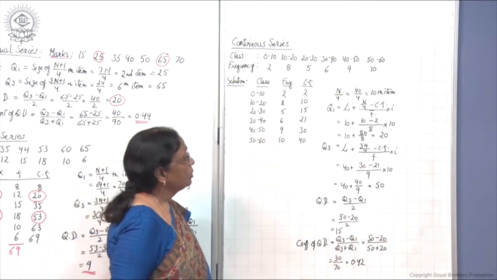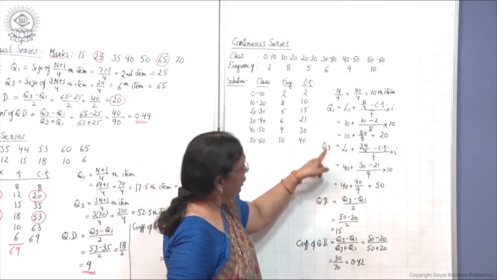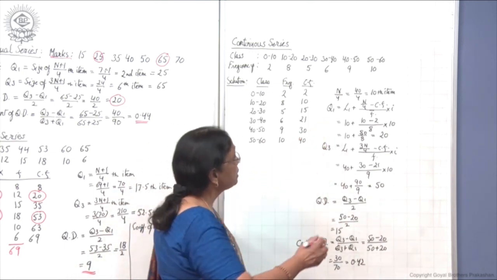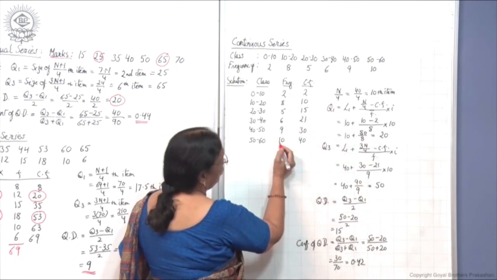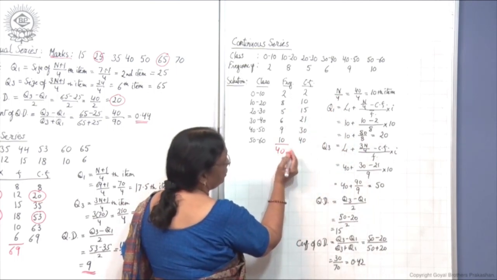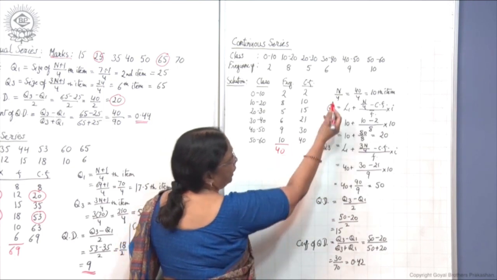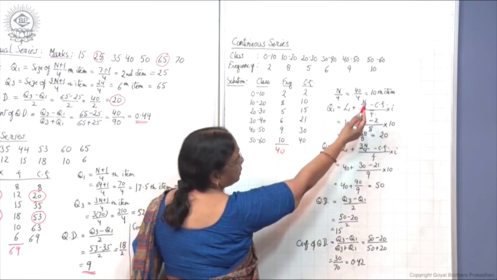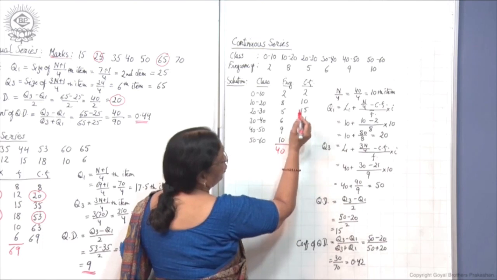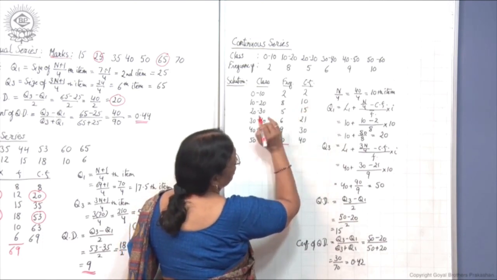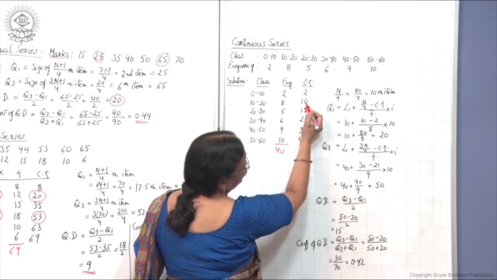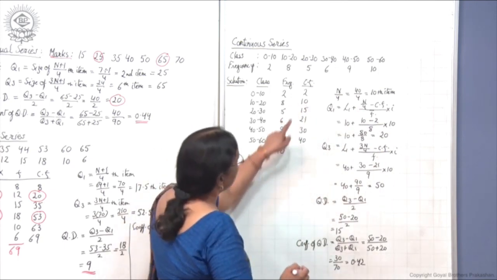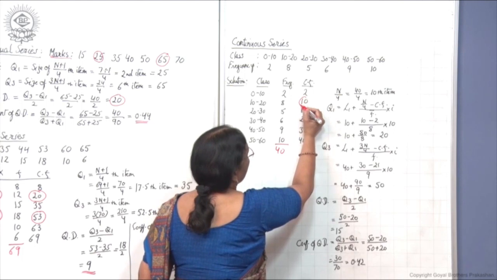Now again the same formula for Q1 and Q3 as you have done in the case of quartiles. N upon 4th you have to find out. Total of frequency is 40, right? So N is 40, 40 upon 4th is 10th item. Now the 10th item is here, N upon 4 is 10. So the 10th item is here lying in this category.